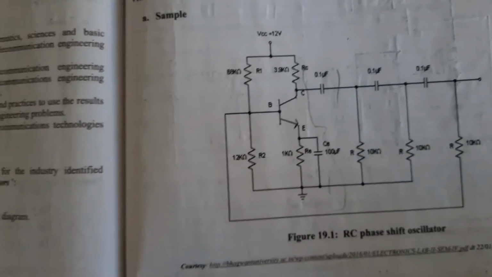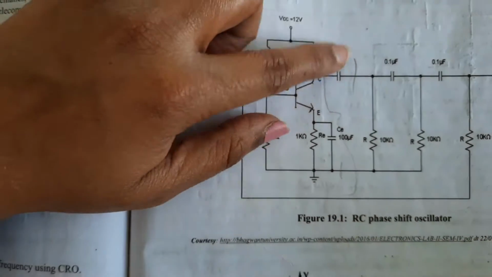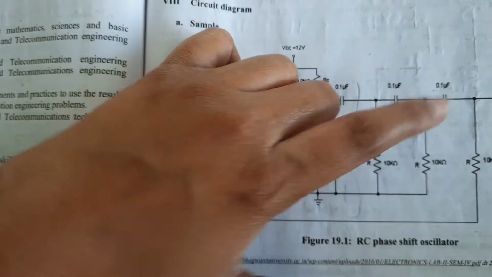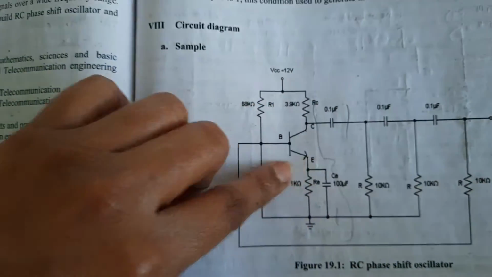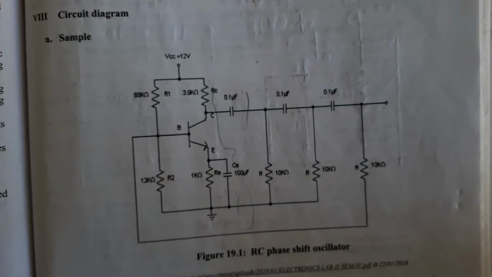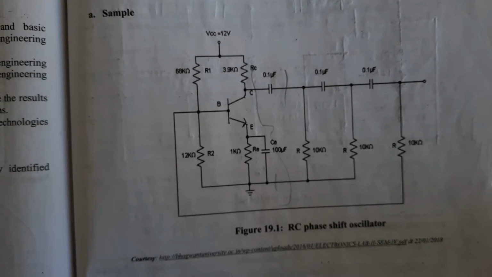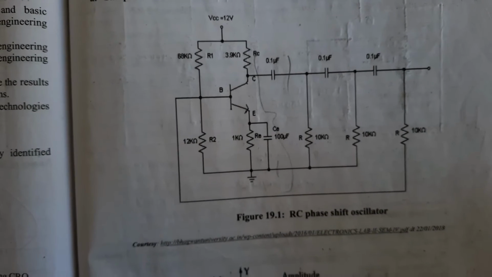Okay. Now RC phase shift oscillator will have 3 RC sections. So 1, 2, 3. So total 3 RC sections. Each section will give you 60 degree phase shift. The values of R and C are chosen such that the phase shift of each RC section is 60 degree.